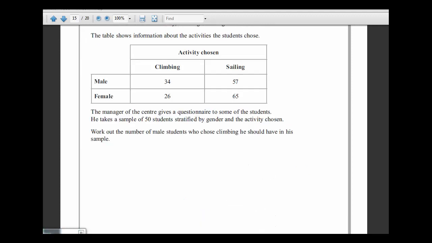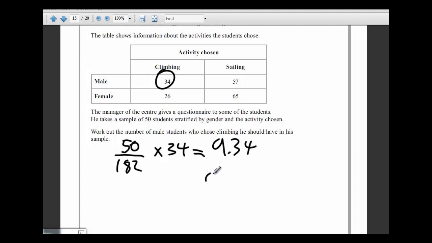Question 12 then, we're doing stratified sampling. We want to know how many male students who choose climbing we should ask. Well, we're taking a sample of 50 out of a possible 182, and there are 34 male climbers. So if we work that out, 50 divided by 182 times 34 is about 9.34. So we should ask 9 students.